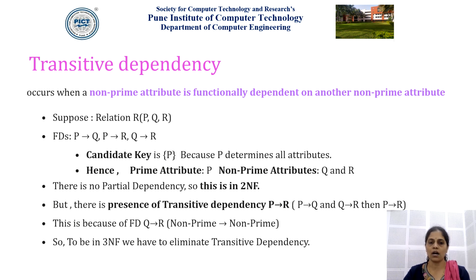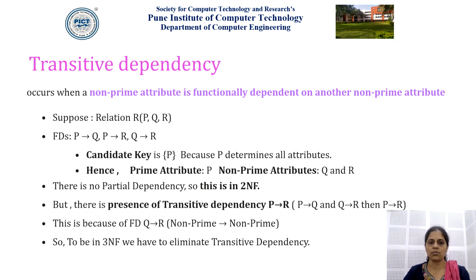Suppose there is a relation R which has three attributes, and these are the functional dependencies which are present in it. Now we'll first identify the candidate key. The candidate keys are the set of those attributes which determine all the attributes of that particular relation. So here we can easily observe that P is a candidate key for this relation because P determines all the attributes. How? We'll see.